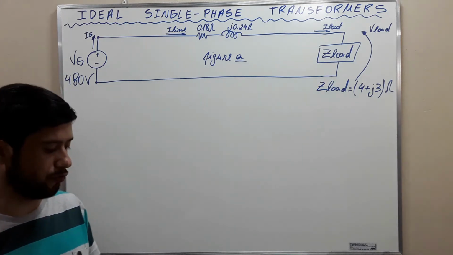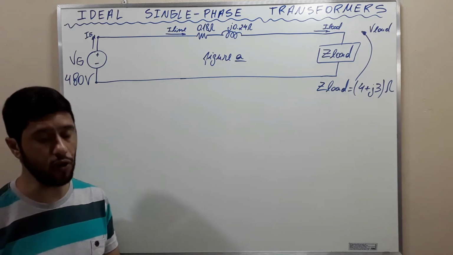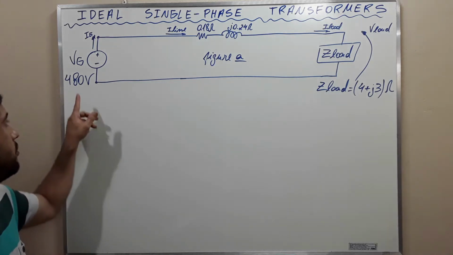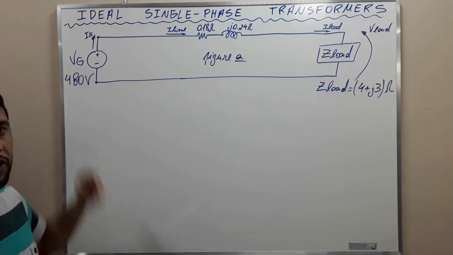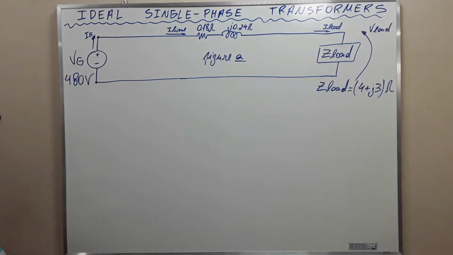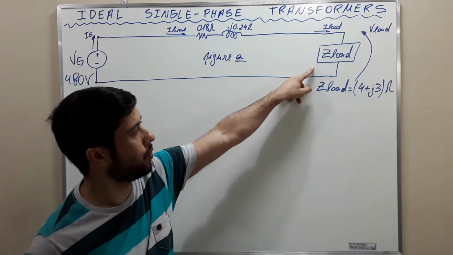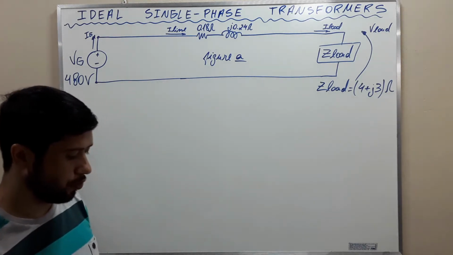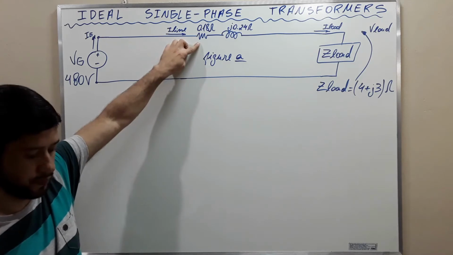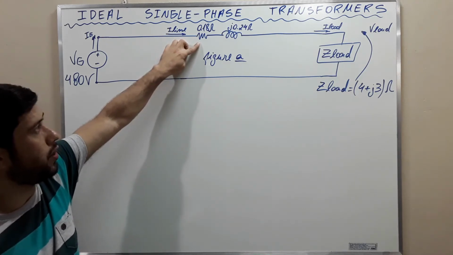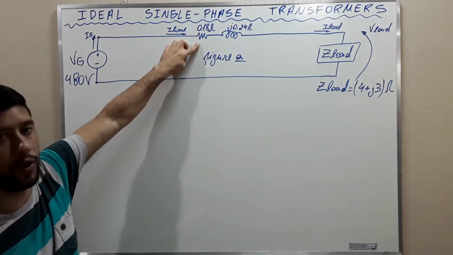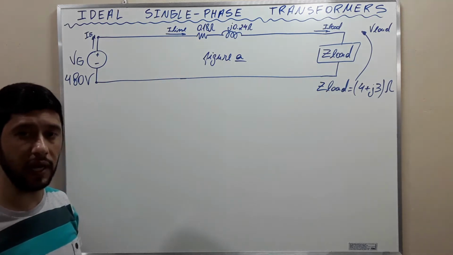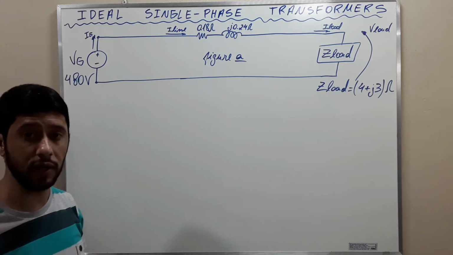Ideal single-phase transformers. A single-phase power system consists of a 480 volts, 60 hertz generator supplying a load Z load of 4 plus J3 ohms through a transmission line of impedance 0.18 plus J0.24 ohms. Firstly, let's go to letter A and subsequently to letter B.